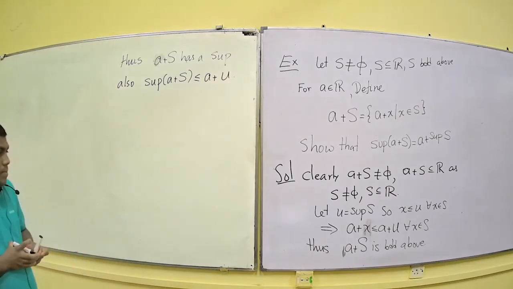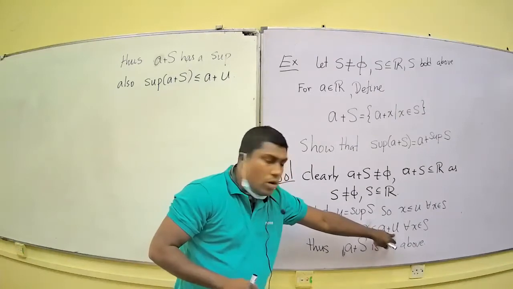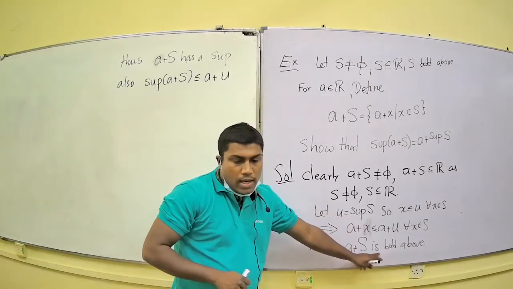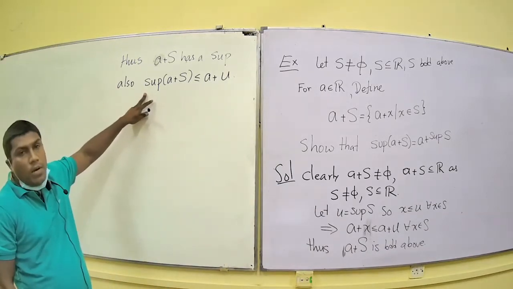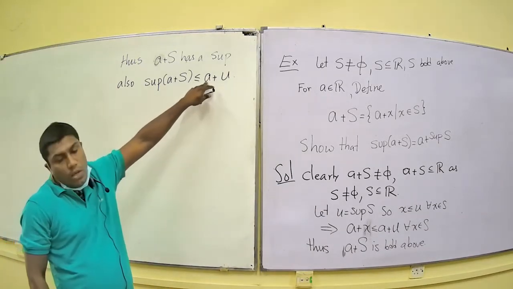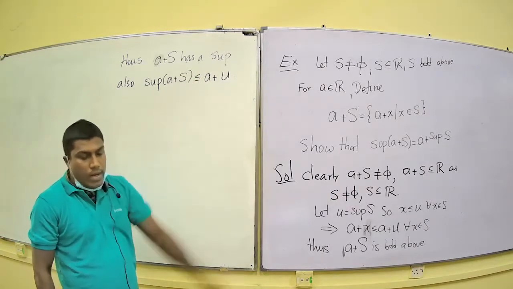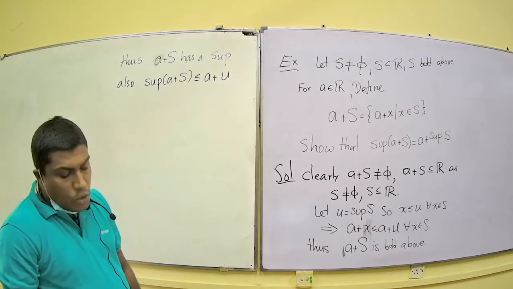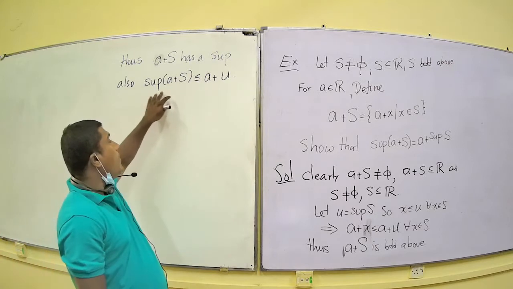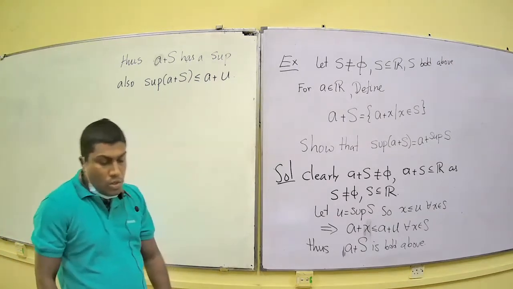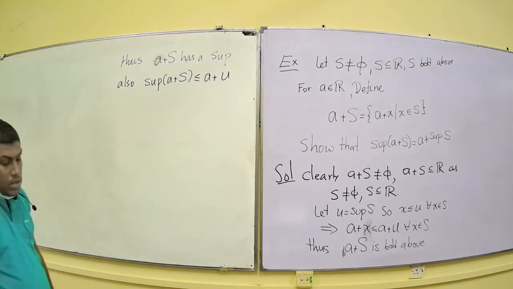Right, so you clearly know that because A plus U is an upper bound of the set, right? So here you see that A plus U is an upper bound. Supremum is the least upper bound, so the supremum is less than or equal to A plus U, right? So now what you have to do is show that that is the least upper bound. The supremum of A plus S is less than or equal to A plus U.